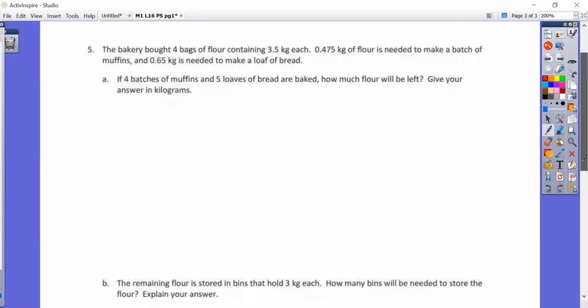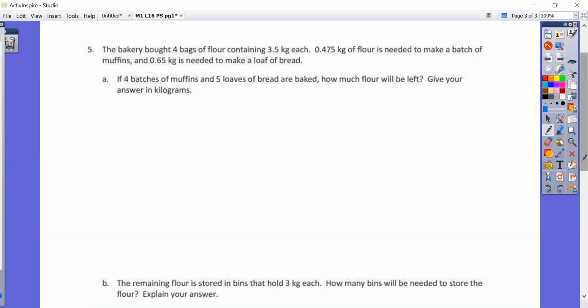All right, so the bakery bought 4 bags of flour containing 3.5 kilograms each. 0.475 kilograms of flour is needed to make a batch of muffins, and 0.65 kilograms is needed to make a loaf of bread. Okay, that's a lot of information, right? So we read it once. Let's go ahead and read it again because that was a lot of information to take in.